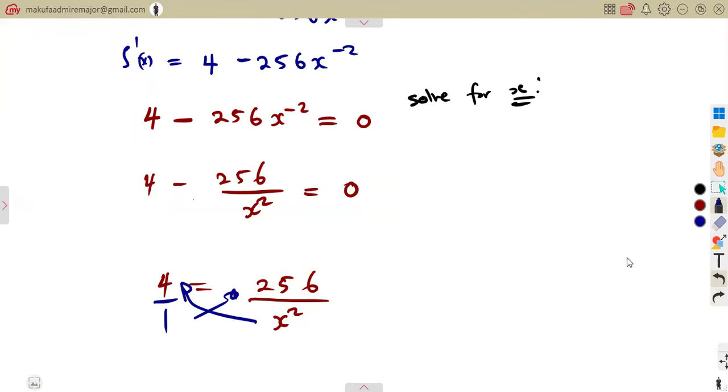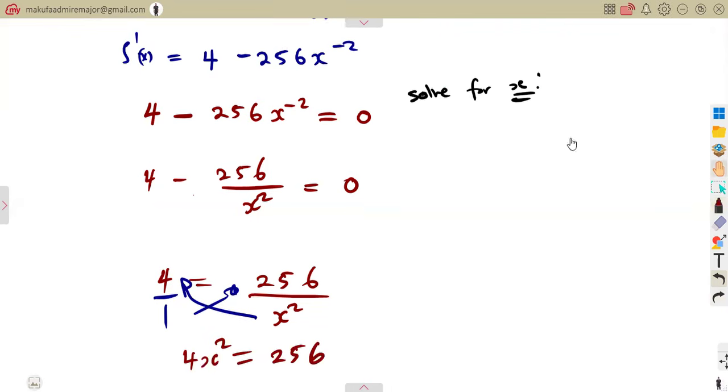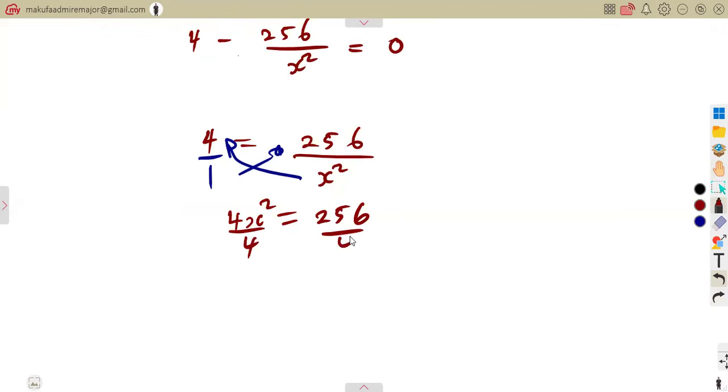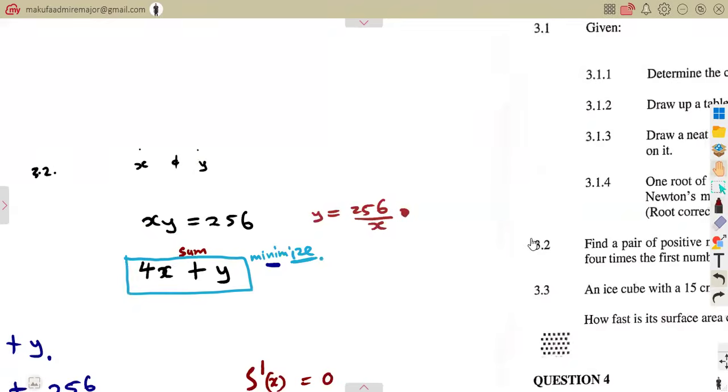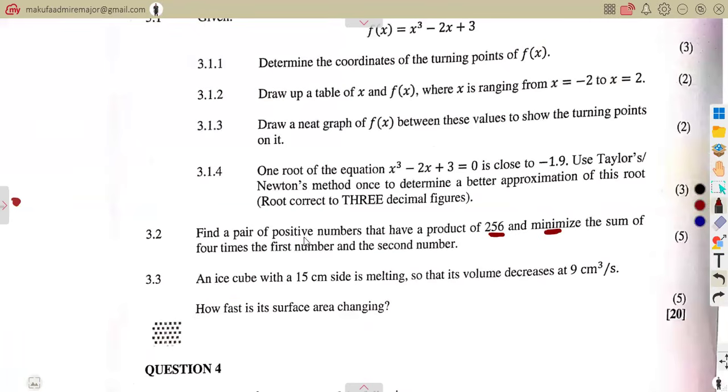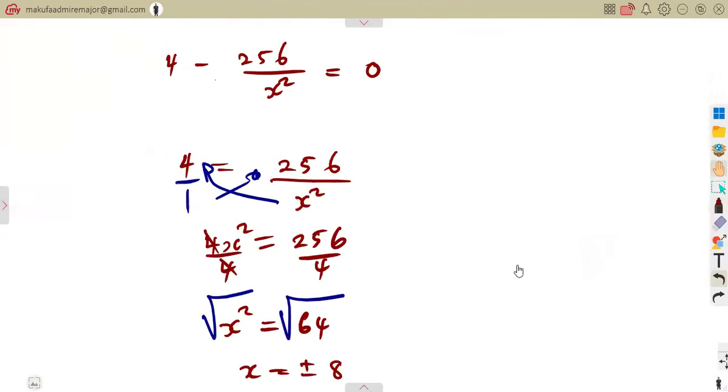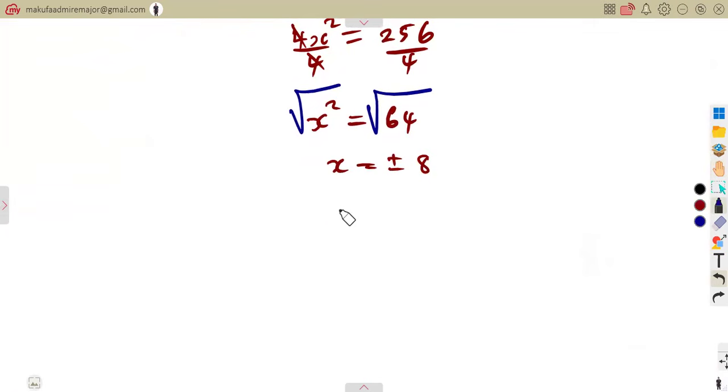Over 1 cross multiply, so that will be 4 times x squared. 4x squared is equal to 256. You can even divide by 4 both sides. So this is going to be x squared is equal to 256 divided by 4, which is 64. All right, how do you remove the square? Introduce the square root. So meaning to say x is equal to plus or minus 8. But they mentioned that these two numbers are positive numbers. So x cannot be a negative 8. So therefore, our x will be positive 8.